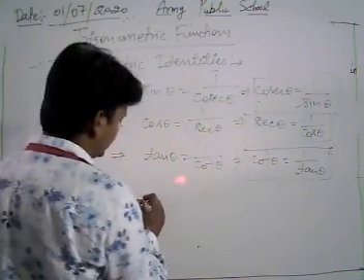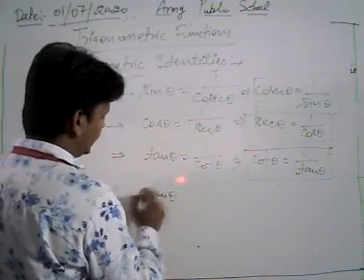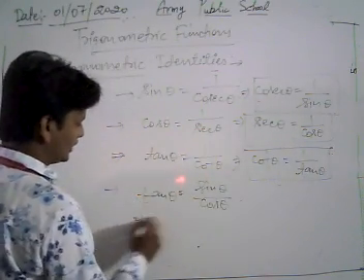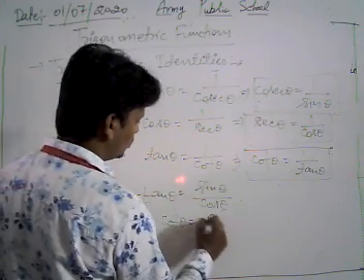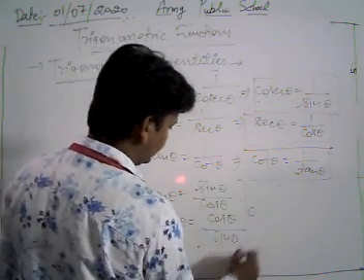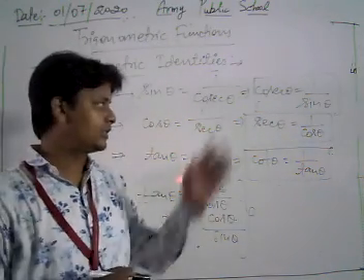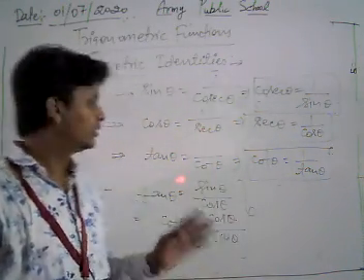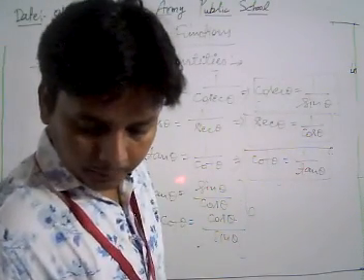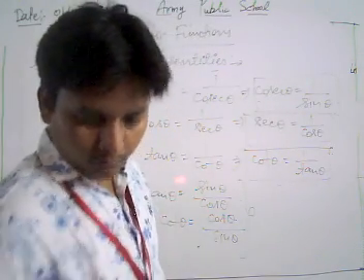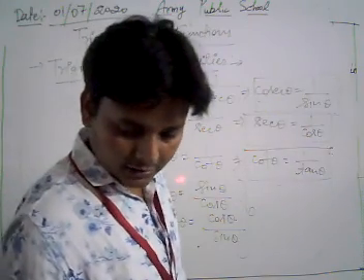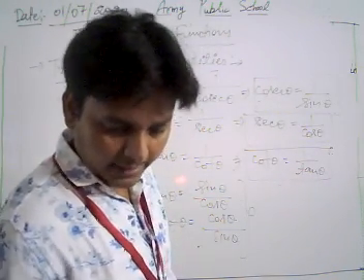And next, tan theta is also equal to sin theta upon cos theta, that is cot theta is equal to cos theta upon sin theta. This is some important trigonometric identities. Now we take some questions based on these trigonometric identities. Let's see.